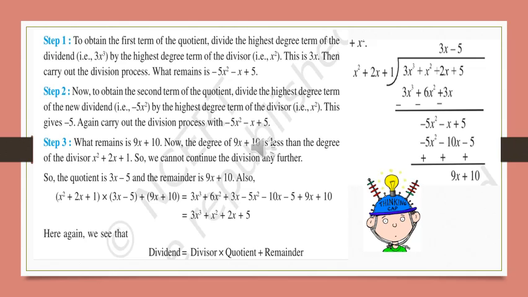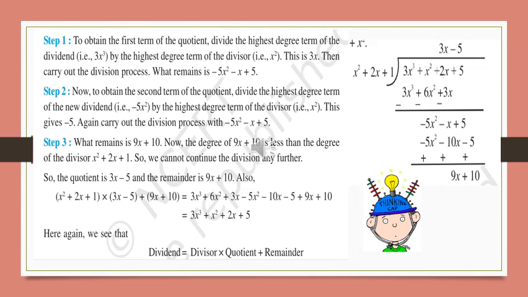What remains is minus x square minus x plus 5. Now again, for the second term of the quotient, divide the highest degree term of the new dividend, that is minus x square, by the highest degree term of the divisor, that is x square. This gives you minus 5. Write it down in place of the quotient. Again carry out the division process with minus x square minus x plus 5. What remains is 9x plus 10.